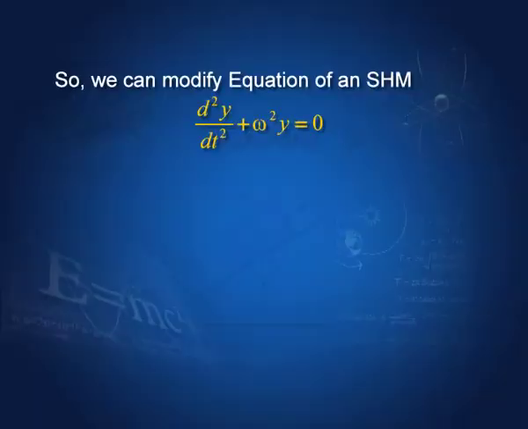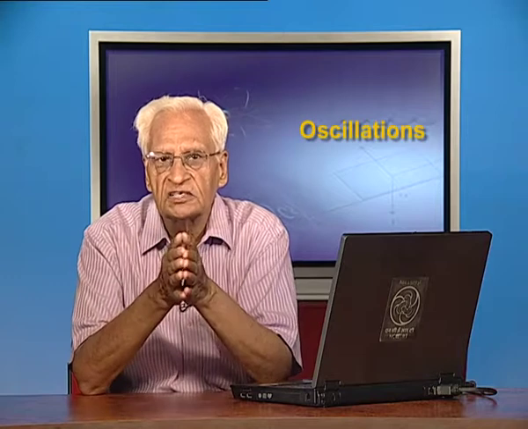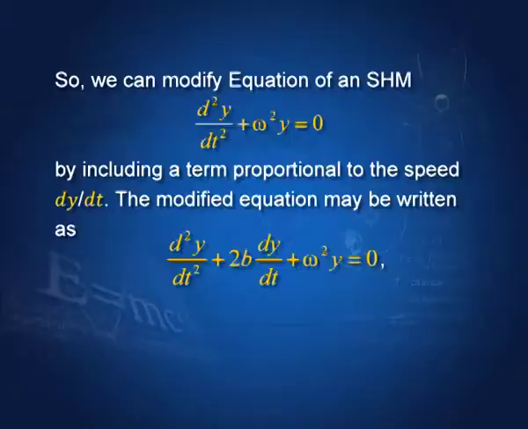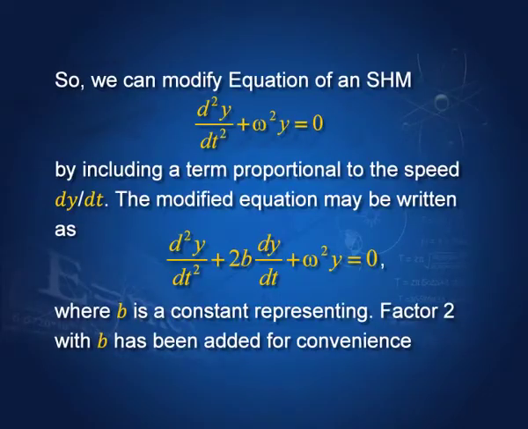We have seen already the equation of simple harmonic motion is d2y by dt squared plus omega squared y equal to 0. Now, for small velocities, the frictional forces are proportional to velocity itself. So, therefore, we introduce a term containing velocity. This equation is modified for the damping case to d2y by dt squared plus 2b dy by dt plus omega squared y equal to 0. This factor 2 we shall see is very useful, but otherwise it does not affect anything, where b is a constant representing the forces.